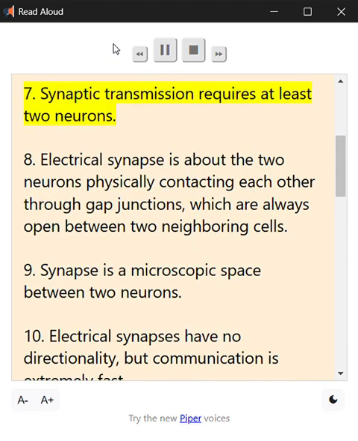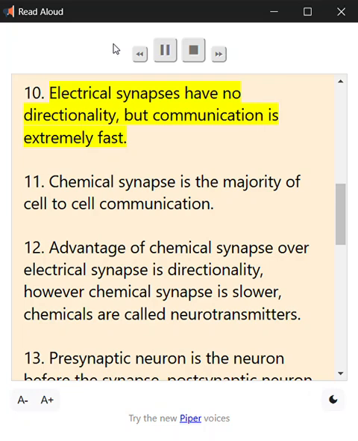7. Synaptic transmission requires at least two neurons. 8. Electrical synapse is about the two neurons physically contacting each other through gap junctions, which are always open between two neighboring cells. 9. Synapse is a microscopic space between two neurons. 10. Electrical synapses have no directionality, but communication is extremely fast.